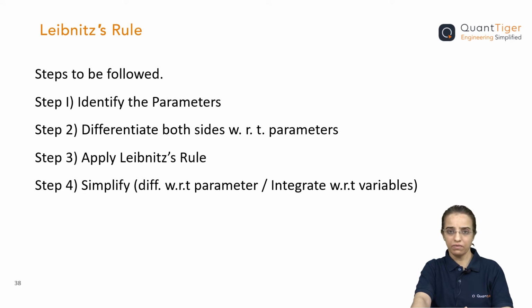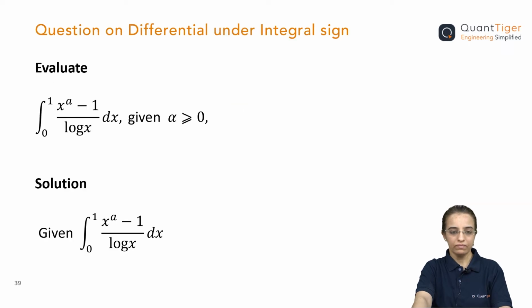Here I try to brief the steps involved in this. First of all, we have to identify the parameters in the given function. We have to understand what the parameter is, because in the next step we will be differentiating the given function with respect to the parameter. So that's an important step. After differentiation, we will be applying Leibniz rule, shifting the differentiation under the integration sign, and further we will be simplifying it. So let's start with the question, and solving it will make this rule very clear.